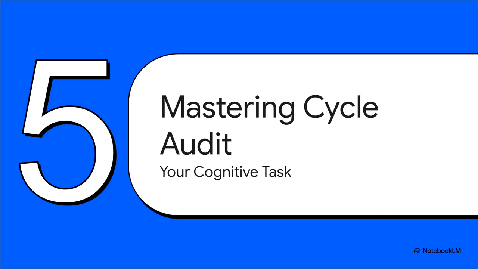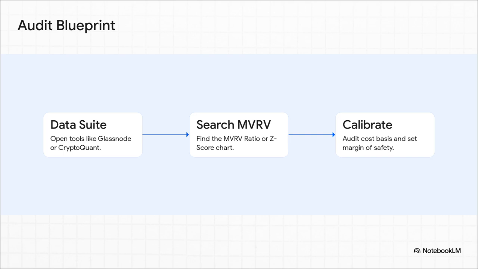Bringing it all home. Section 5, Mastering Your Cycle Audit, Your Cognitive Task. All right, it's time to take everything we've just learned and shift from theory into immediate, practical action. This is your homework for today's explainer. Here is your literal blueprint to detach from the sheer chaos of visual price action.